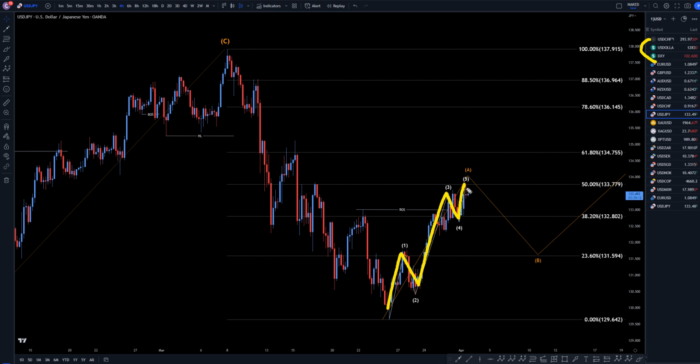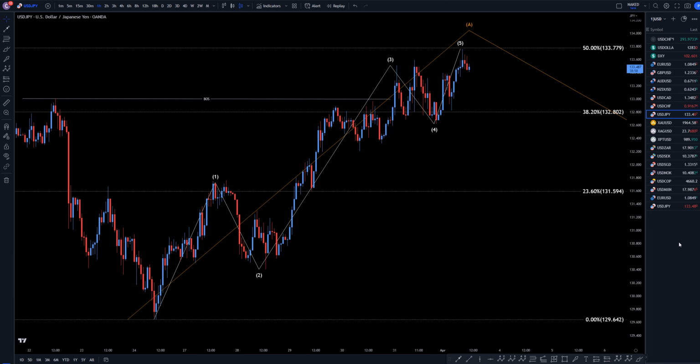I still think there's a good chance that we will go down next to make like a wave B and then go back up to make a wave C. But if the JPY pairs continue up, this very easily could continue up also. So let's take it down to the 1 hour time frame. On the 1 hour time frame, this to me looks like a 1, 2, 3, probably 4, and we need to go up again for a 5.